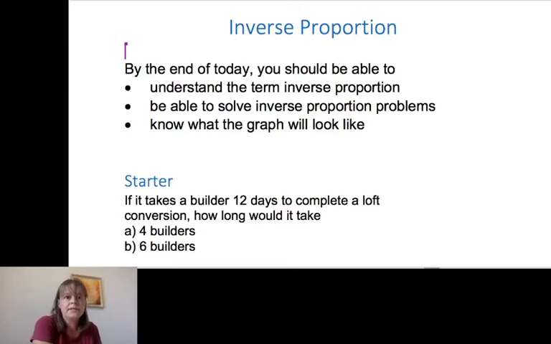Okay, welcome to this lesson on inverse proportion, which is the last of the three lessons we're doing on proportion. You'll notice as we go through today that the format is fairly similar to the direct proportion questions we've been doing. The only upgrade is the fact that we're now doing inverse proportion rather than direct proportion. So by the end of today, you should know the difference. You should know what inverse proportion means, and we're going to solve some inverse proportion problems and draw the graphs.